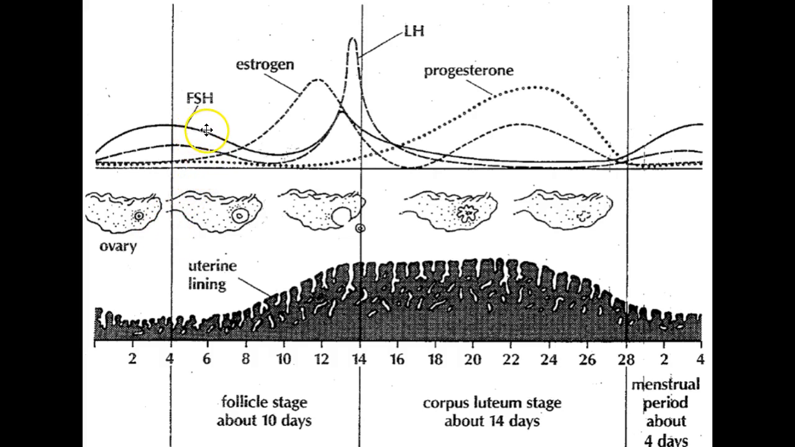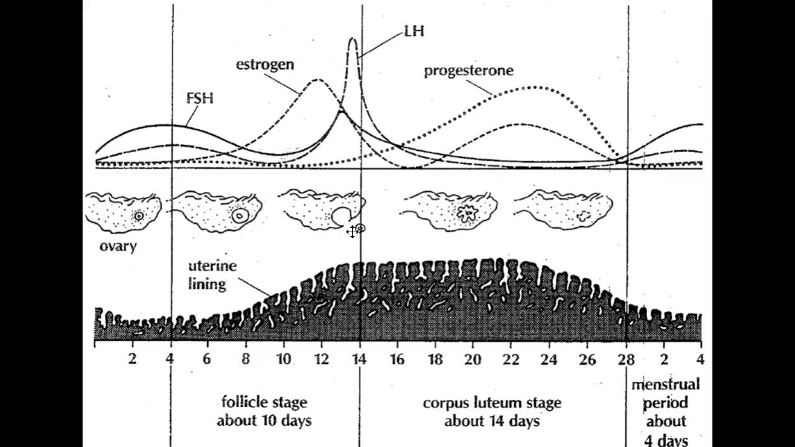As FSH falls, it triggers the increase in estrogen, which also decreases follicle stimulating hormone, and the peak in estrogen results in the thickening of the uterine lining here. This begins to fall as LH, luteinizing hormone, begins to peak. Therefore, luteinizing hormone causes ovulation. And this is, of course, the release of the egg into the fallopian tube.